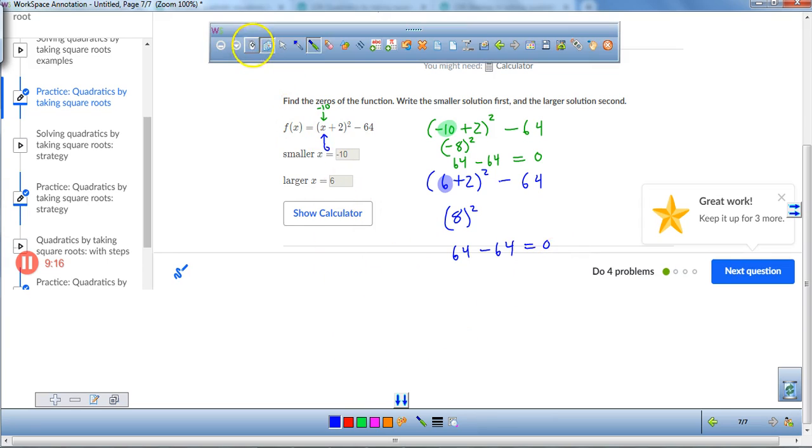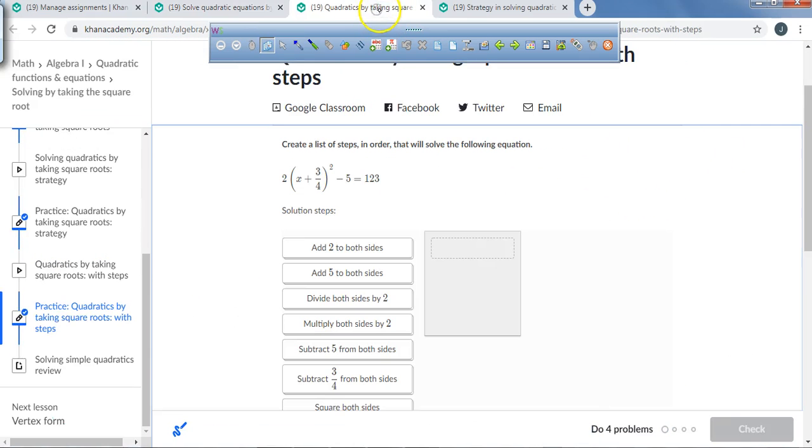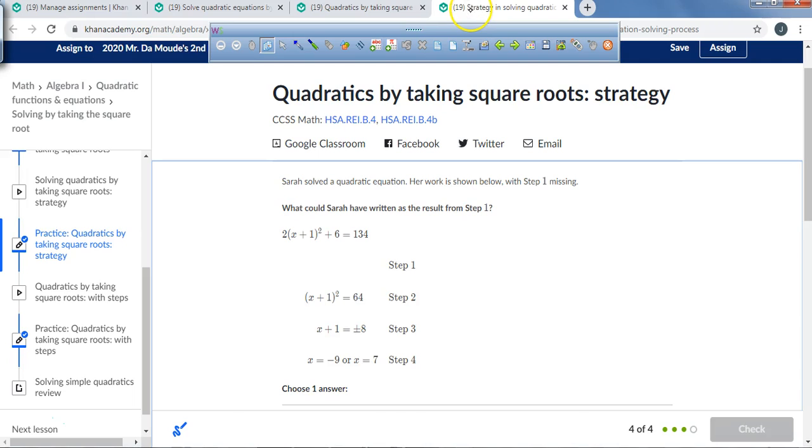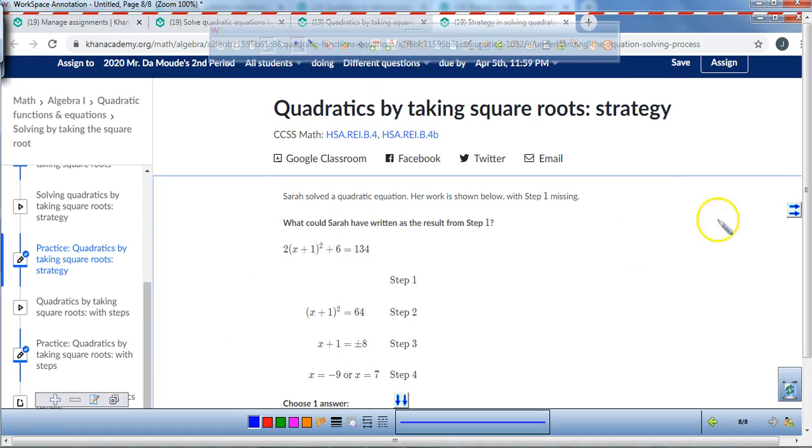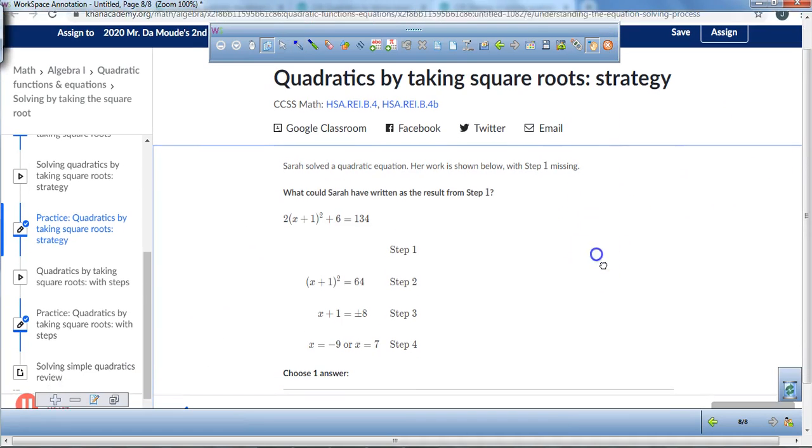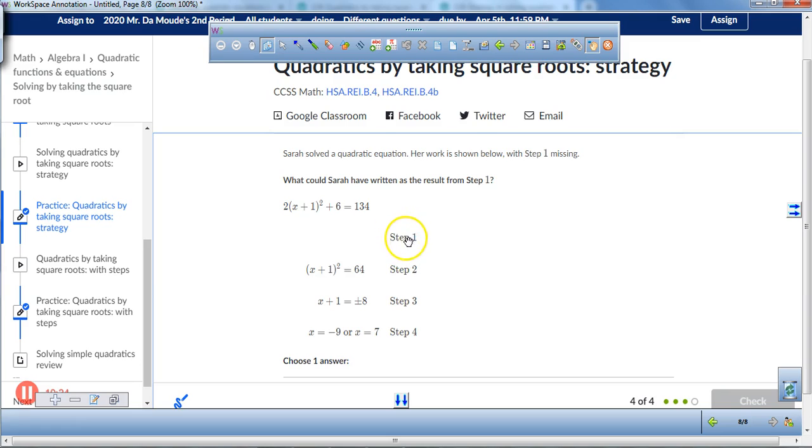All right, let's move on to our next topic, which is, here we go, quadratics by taking square roots strategy. Now this one, you don't have to write everything down. Right now, basically all we're going to do is figure out step number 1. And it says, what could Sarah have written as the result from step number 1?